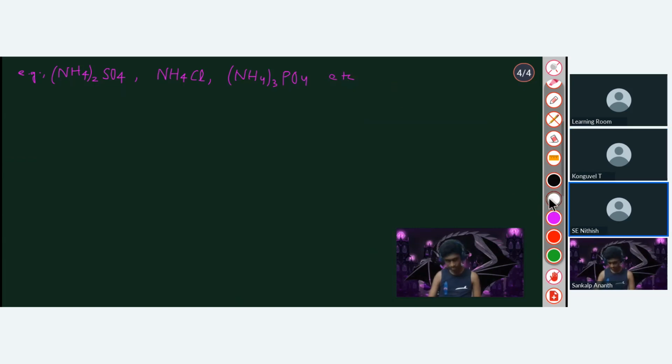So can we also get methane from nitrogen, I mean ammonia? You can have ammonium sulfate, ammonium chloride, ammonium phosphate, ammonium nitrate. Methane is known as marsh gas. That is not a fertilizer.